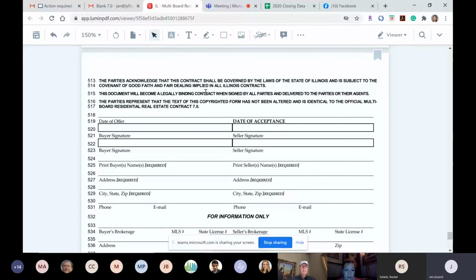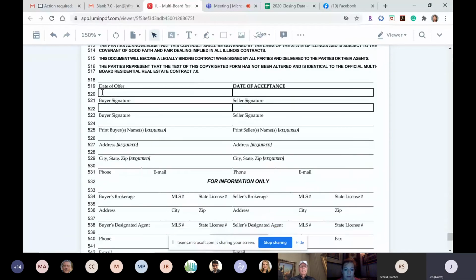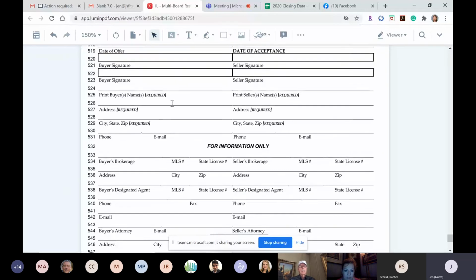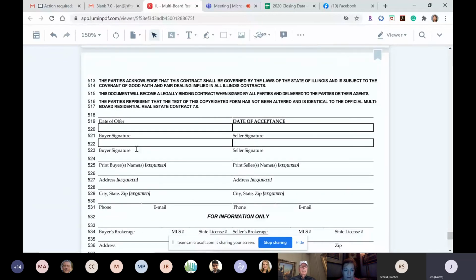And then we all know how to sign at the end. Date of the offer, you're going to put your buyer's signature and the best information that you have. If you know the attorney, great. If you know the mortgage company, great. But it's not necessary to bind this contract. All you need is the date and the signature.